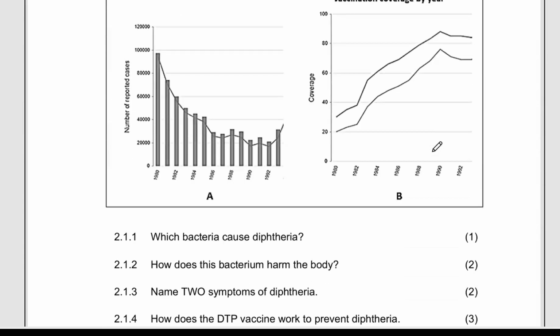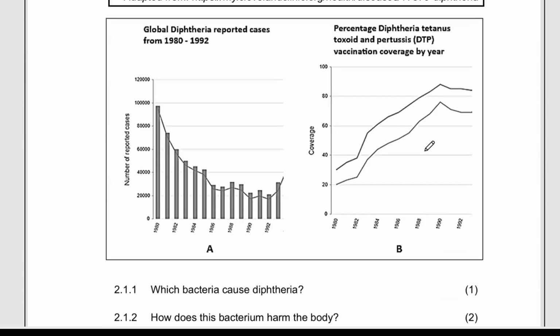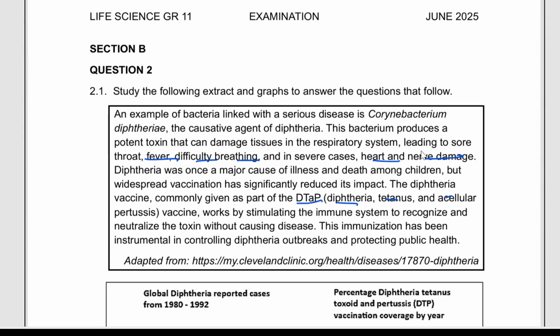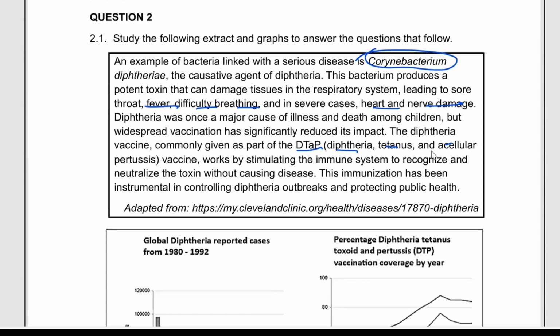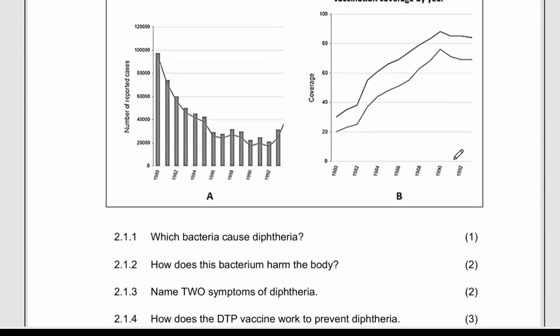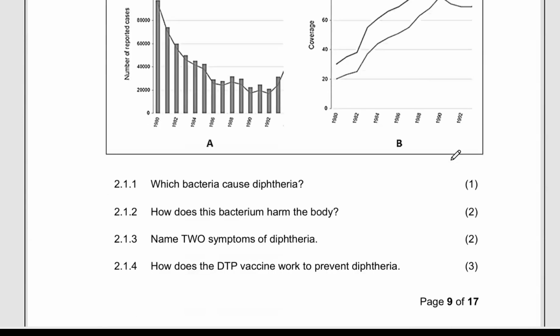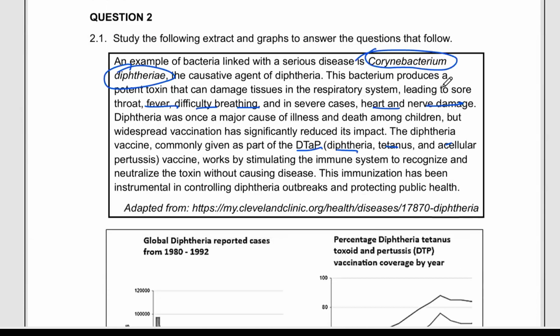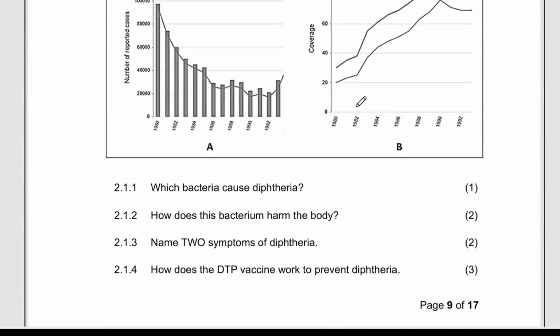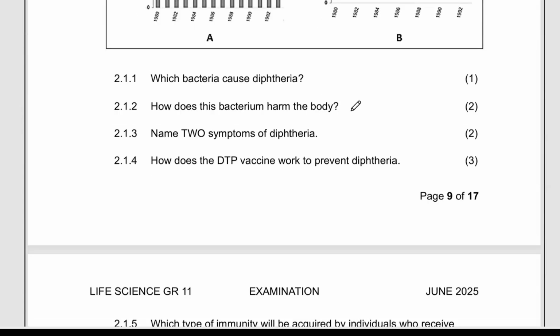So they're asking, 2.1, what bacteria cause diphtheria? We have seen it here, Corynebacterium diphtheriae. This is the one which caused it. But they're asking which bacteria causes it, so it must be written and underlined as a scientific name. Why? Because here it is in italics. Remember, when you're typing it can be in italics, but in your writing you have to underline it.